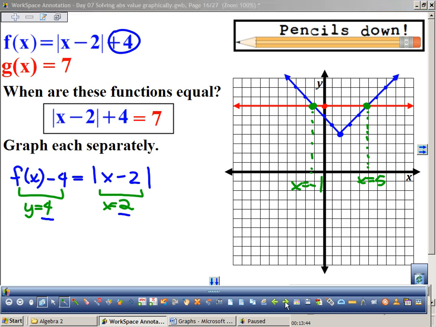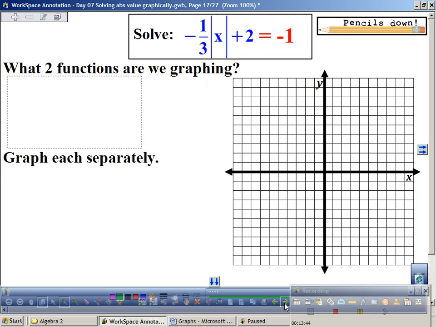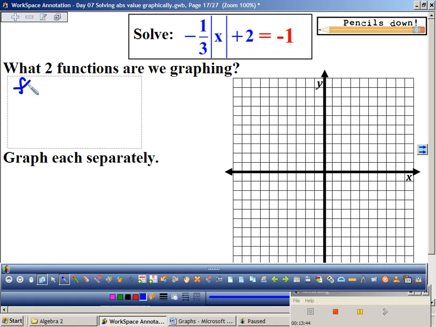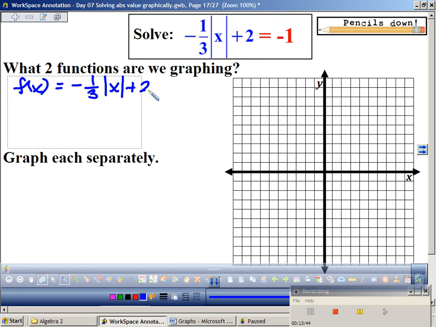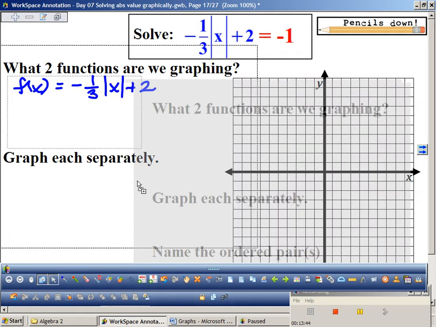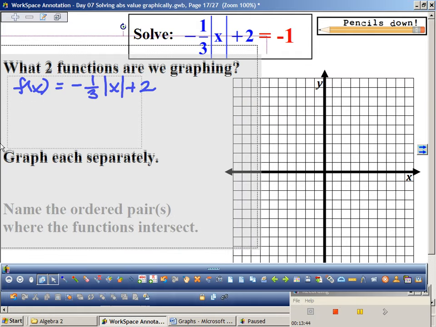Okay, I'm going to do one more clean one, but it looks just like your homework. Okay? So pencils down. First thing I'm going to do is I'm going to ask myself, what two functions am I graphing? My first function is negative 1/3, absolute value of x plus 2. Whoops, wrong one.